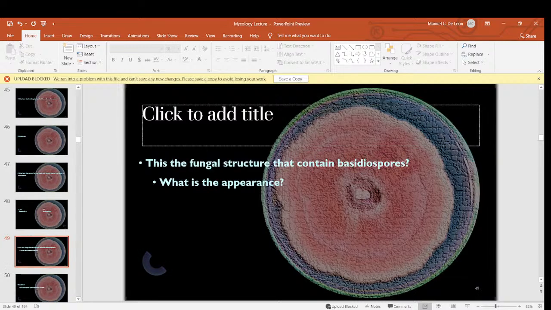All right, this is the fungal structure that is present in basidiospores. So the fungal structure that contains basidiospores, rather, is the what? Based on what I've explained to you guys earlier, sorry, I clicked on something. Based on what I've told you earlier, what is the fungal structure that contains basidiospores? Anybody can answer in the chat?